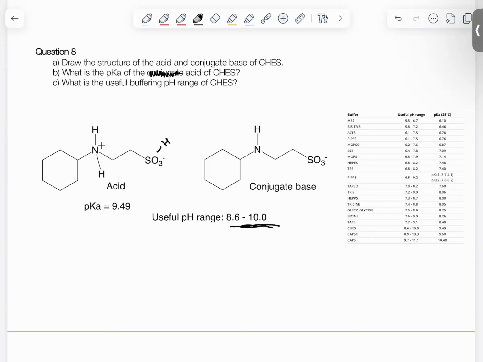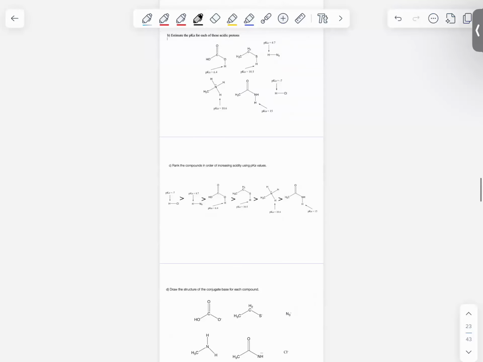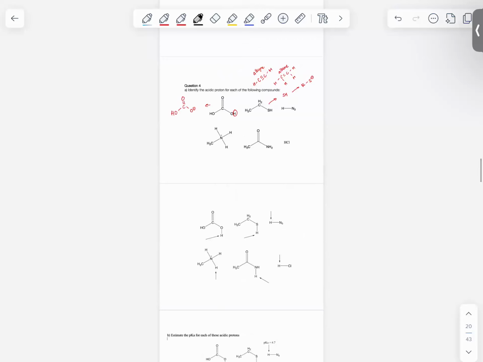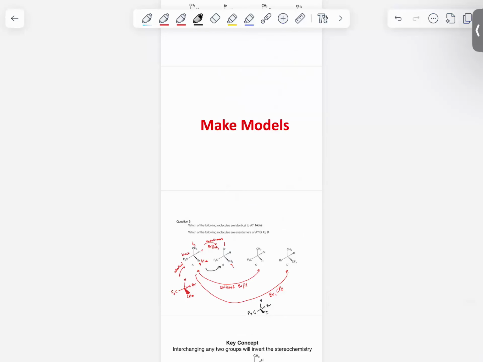It will say, draw the conjugate base of this structure. You're going to remove the acidic proton. The acidic proton is, so that's like question 4. Question 4 and this one are covering the same concept. One is just looking at loose molecules and the other is looking at a buffer system, which is the mix of an acid and its conjugate base.